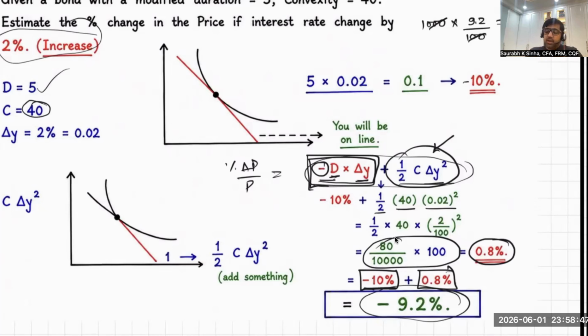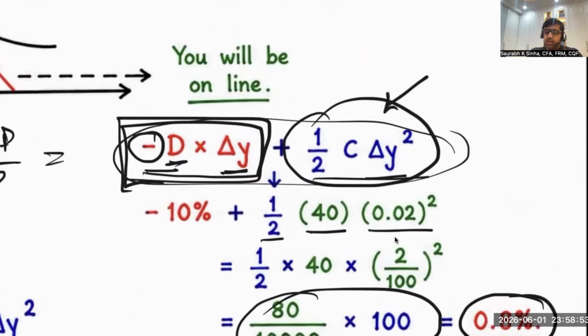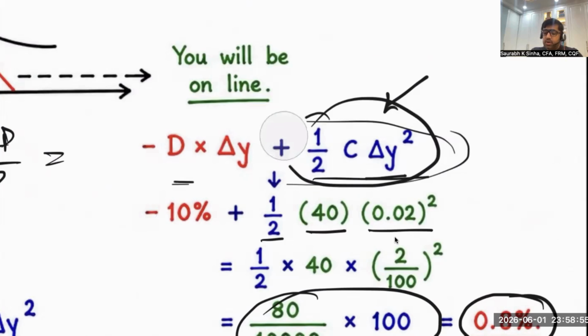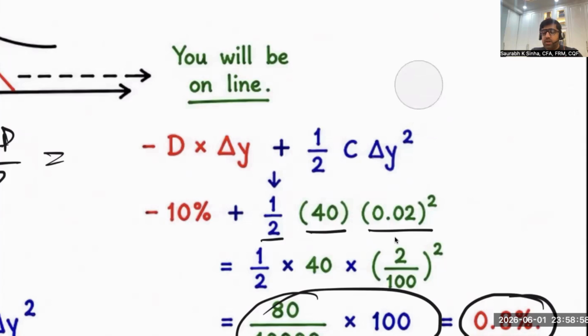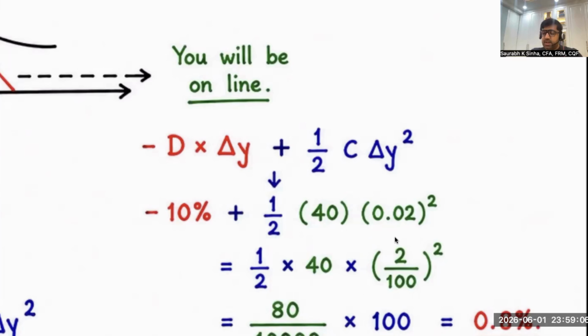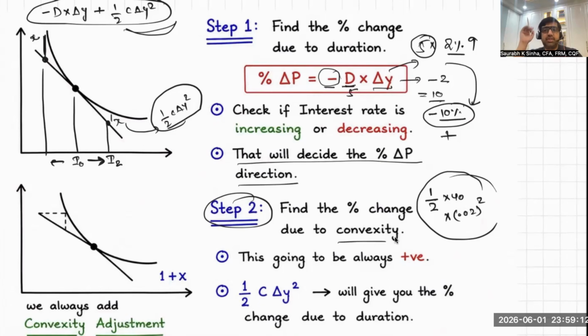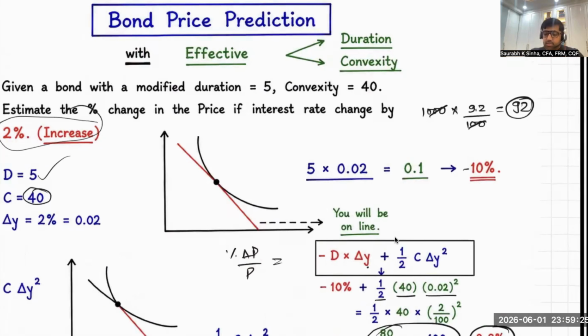So I just wanted to introduce this combined formula, which is written in your book, and you don't have to mug up the formula. You can also simply use the basic intuition that we discussed here. Step 1, calculate the percentage change with the help of duration. Find the direction. It will always be in the opposite direction. Then always add the convexity adjustment. That's it. With that, I'll pause.